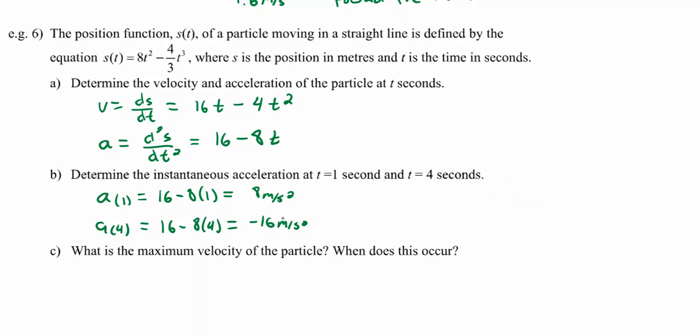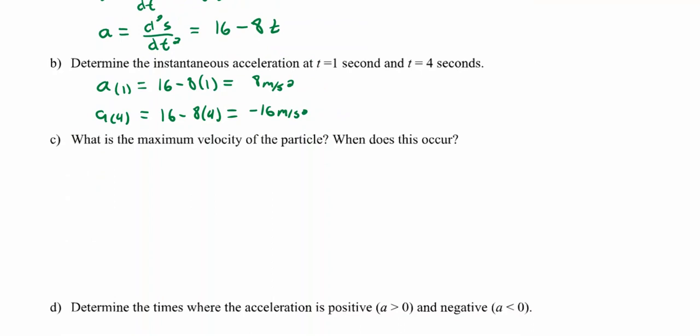Same with the negative direction. We just know that the force pushing on the particle is in the positive direction, and the force pushing on the particle here is in the negative direction. Okay. What is the maximum velocity of the particle, and when does it occur?